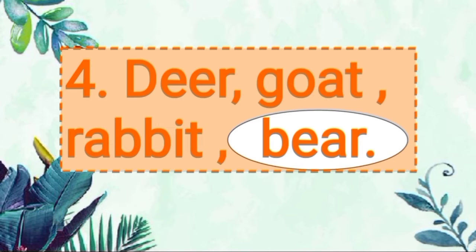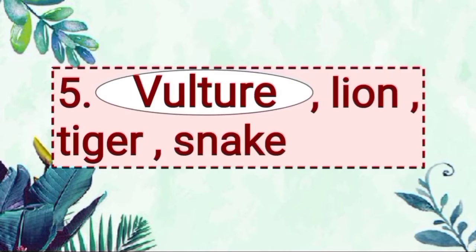But the fourth animal, which is B-E-A-R, bear, is an example of an omnivorous animal, which means an animal that eats plants as well as the flesh of other animals. So here B-E-A-R, bear, is different from the other three animals, so we have to circle that.